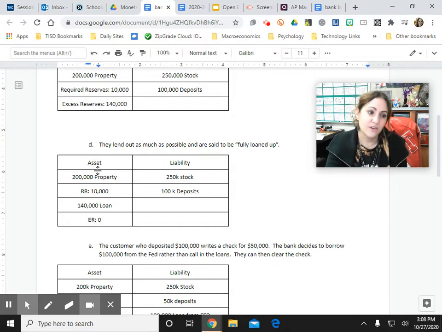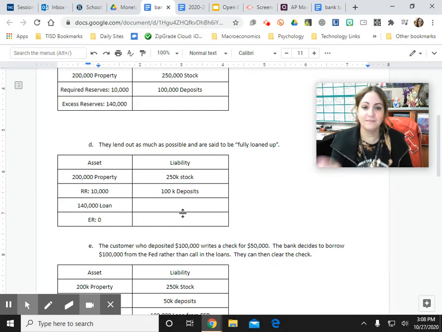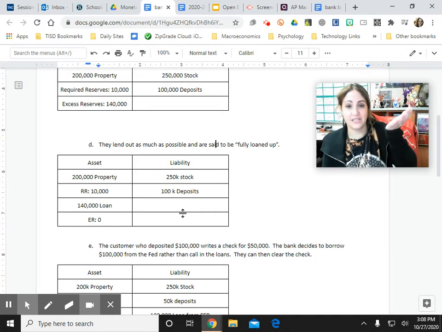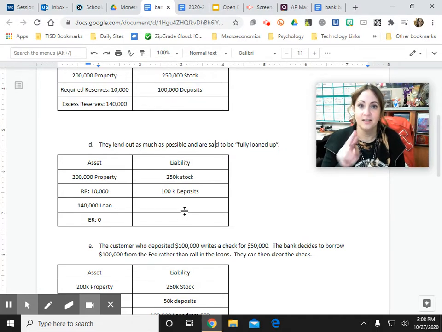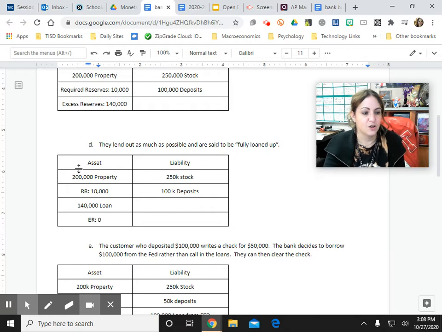And even if you got confused and put it on the liability side, our bank sheet would not be balanced anymore, because there'd be $140,000 more on one side than the other. That's not going to balance. So remember, they have to stay equal on both sides. The property stayed the same, stock deposits stayed the same, the required reserves stayed the same, but the excess reserves were taken away, and now it's called loans. And now we have nothing in excess.